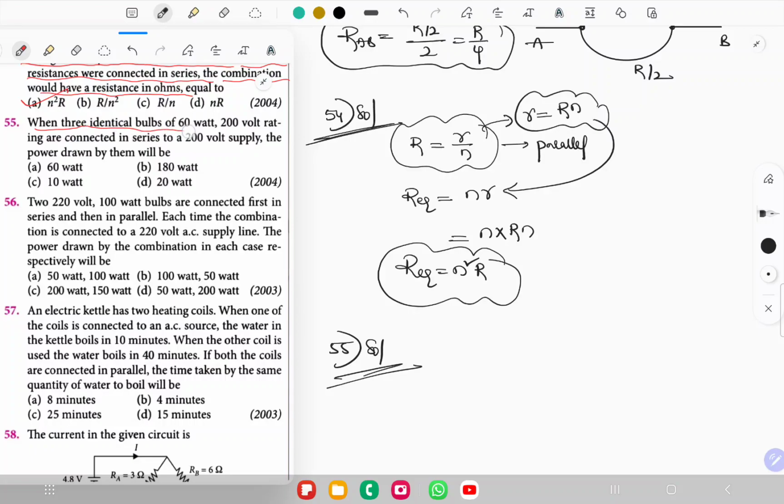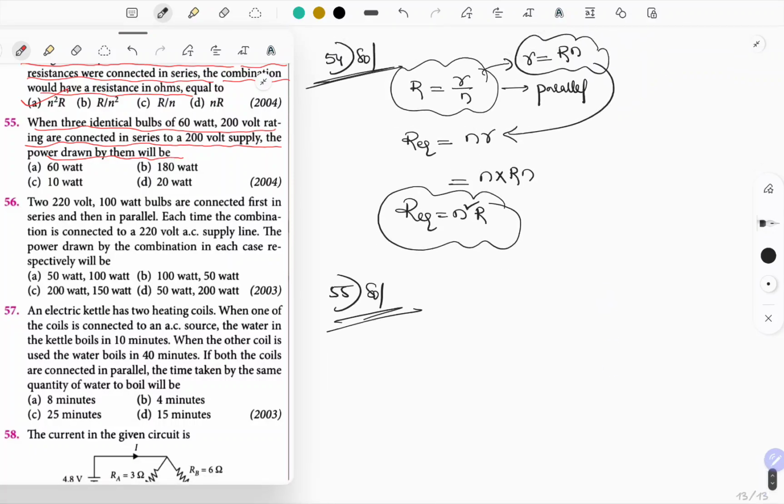When three identical bulbs of 60 watt and 200 volts rating are connected in series to a 200 volts supply, the power drawn by them will be. Okay, so how many bulbs are there? Three identical bulbs. Try to redraw them in the form of a circuit like this. With the help of the rating they have given, I told you earlier, we have to find out the resistance of all the three bulbs, right?